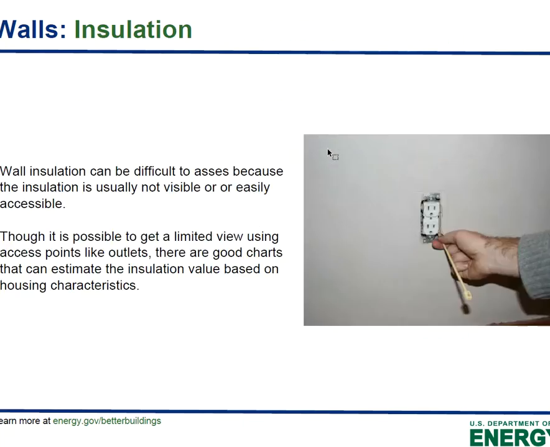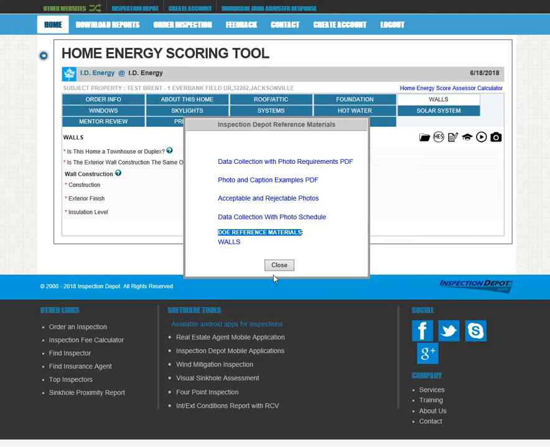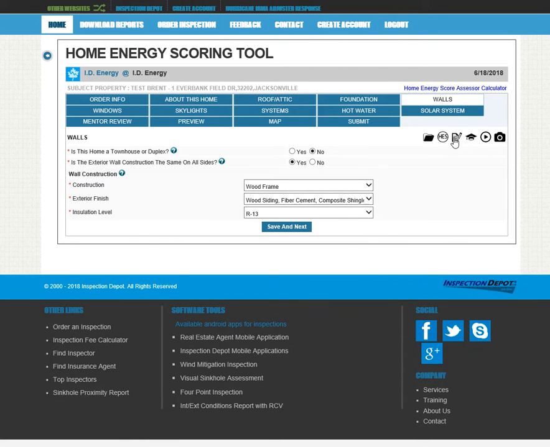But if you go down some pages in walls here, we're going to have this little chart that's going to give us some R values based on the wood frame construction type and the year. So fall back, if you can't find an outlet, or if you can't find any evidence of insulation, you can look here to find the year and the R value based on the DOE standard. So that is a great little reference that you can use. Again, if you're on the scoring tool, it's here under the Inspection Depot reference materials.